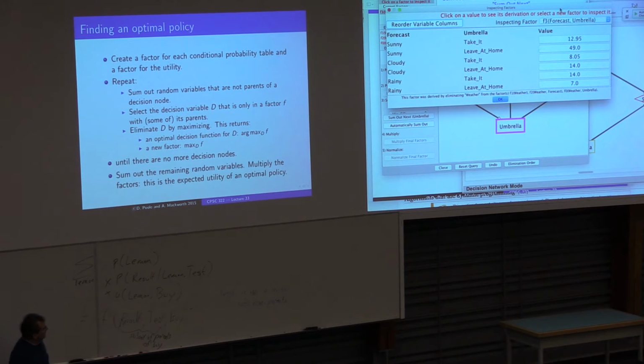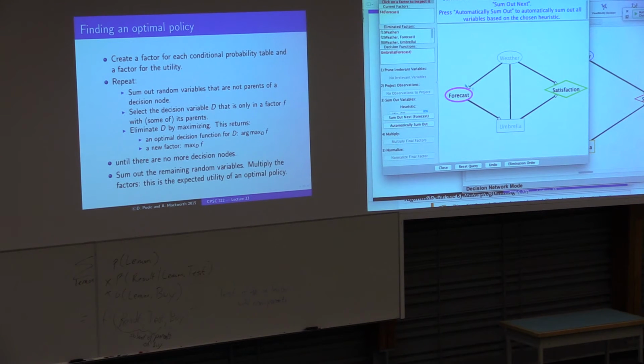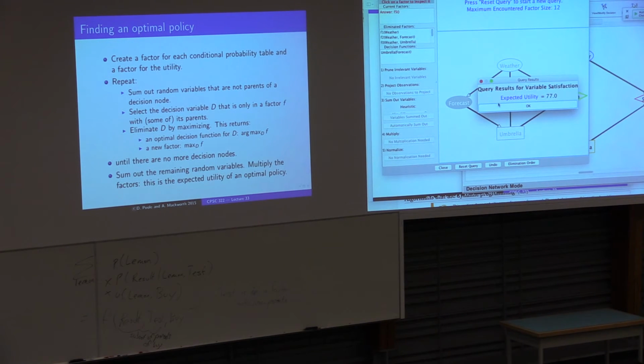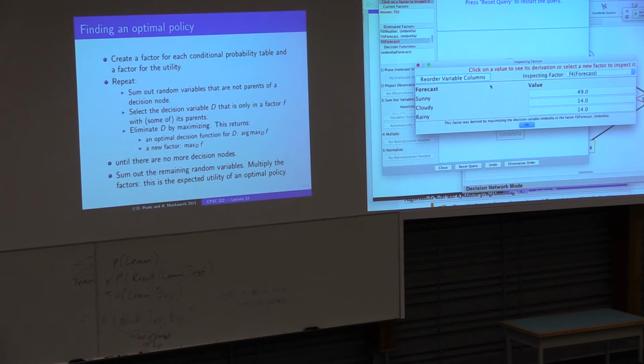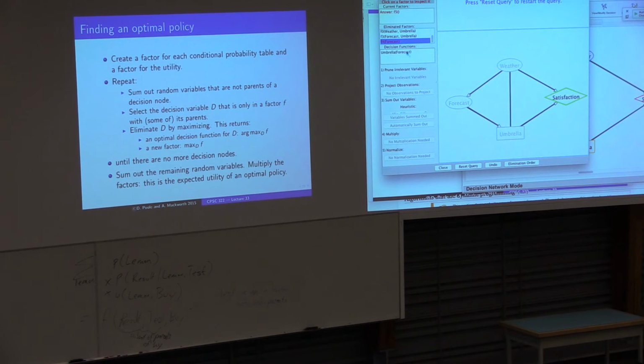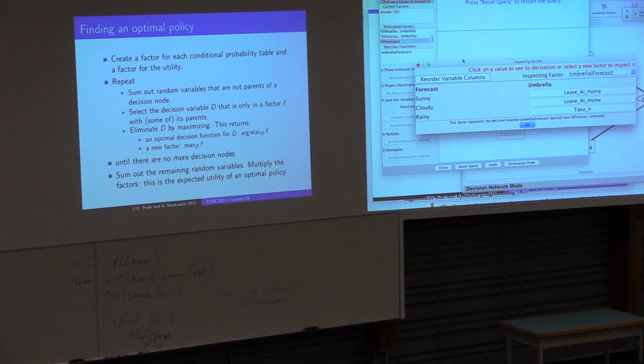And then we're going to finally add up the value, which is going to be the sum of those three things. If we sum this out, we end up with a factor on forecast, which is the maximum of all those three values. That's what we're eliminating by maximization. But we also end up with this decision function that says what should we do. So that's when we eliminated D by maximizing.